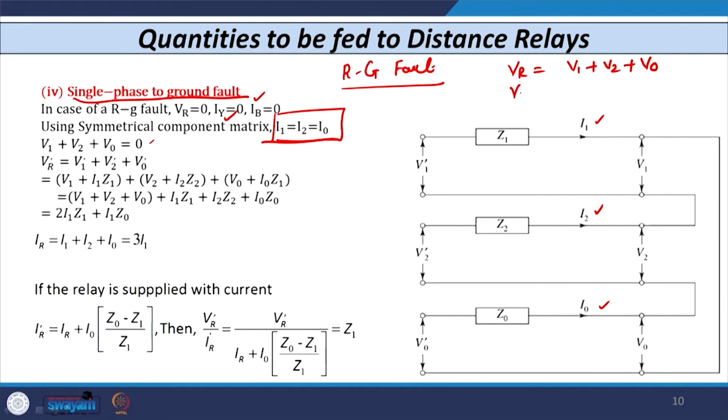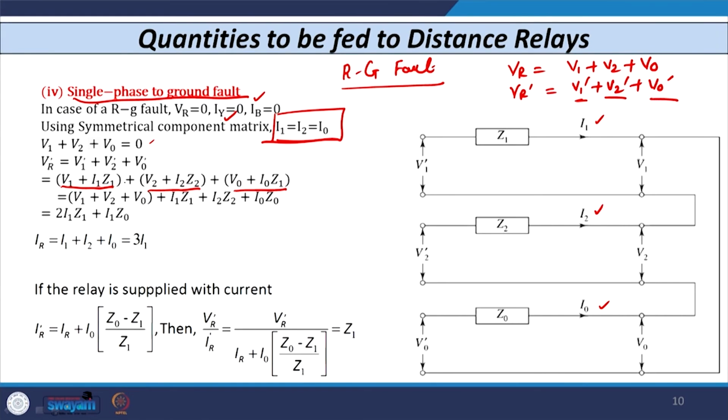The VR dash, that is the voltage at the relaying point, is given by V1 dash plus V2 dash plus V0 dash. Now, what is V1 dash? V1 dash is equal to V1 plus I1 Z1. V2 dash is equal to V2 plus I2 Z2, and V0 dash is nothing but V0 plus I0 Z0. Now, we know that the values of I1, I2 and I0 are all equal.